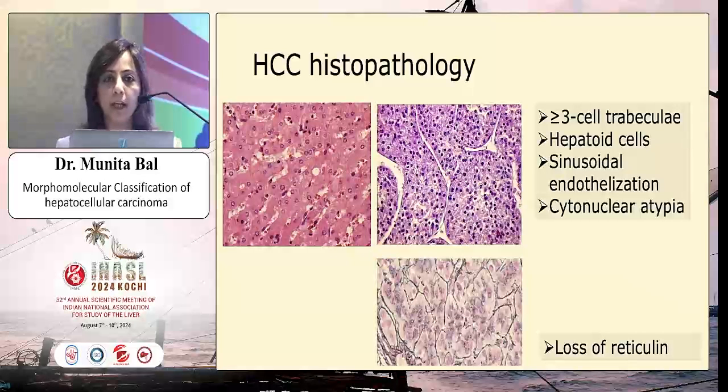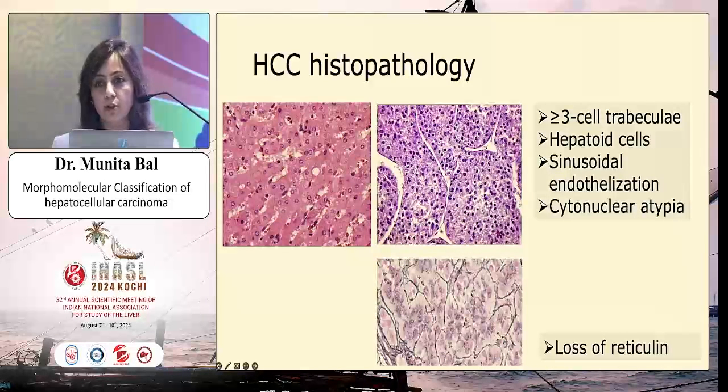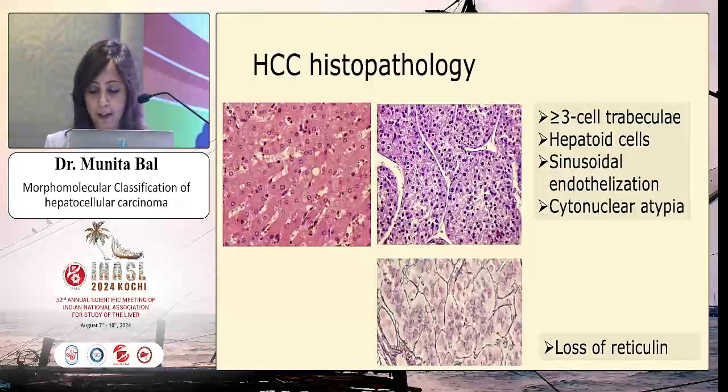And one of the ways in which we also recognize this is we see a loss of reticulin framework, which is normally present. So in malignancies, there's loss of reticulin framework. For a well-differentiated hepatocellular carcinoma, sometimes that's the only stain we are relying on.